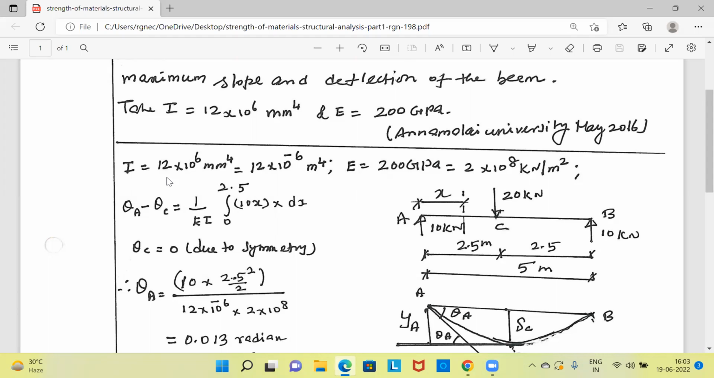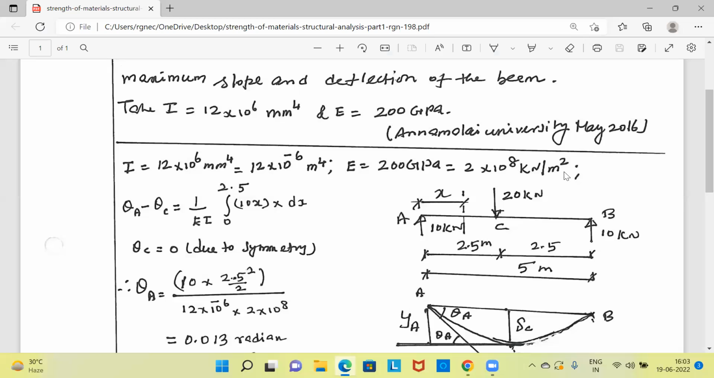The other given data are moment of inertia equal to 12 into 10 power 6 millimeter power 4, which is equal to 12 into 10 power minus 6 meter power 4. We have to be consistent with all the units. So we will convert everything into kilonewton and meter. The moment of inertia is converted from millimeter power 4 to meter power 4. Similarly, the Young's modulus E value is given as 200 gigapascal, which is equal to 2 into 10 power 8 kilonewton per meter square.